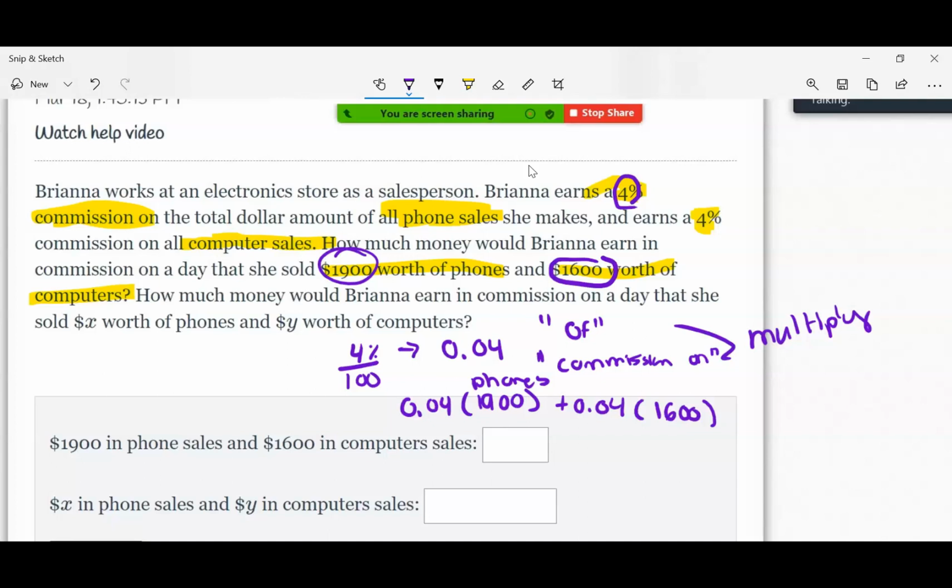On this one, since it's 4% commission for both phones and computers, I did 0.04 times 1,900 for phones and 0.04 times 1,600 worth of computers. Now I'll put those numbers in my calculator: 0.04 times 1,900 plus 0.04 times 1,600 gives me $140. So the answer here would be 140. Down here, you put X where the 1,900 is and Y where the 1,600 is. So you have 0.04X plus 0.04Y.